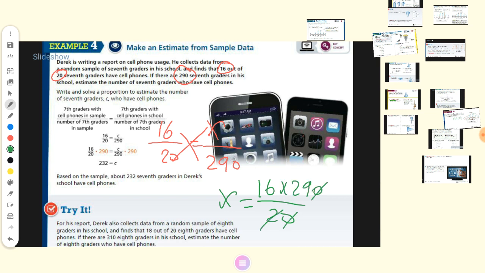So x equals 16 multiplied by 290 over 20. 0 with 0, divided by 2 equals 1, divided by 2 equals 8. So 8 multiplied by 29, x equals 232. This is how to compare between the sample and the real number or the population. So if you have the sample, you can estimate the number of students who have cell phones. Let's take another example.